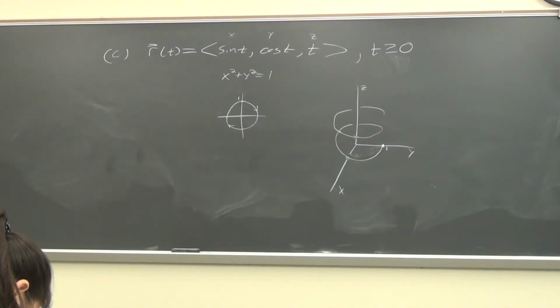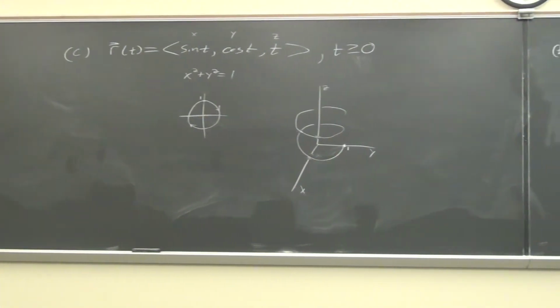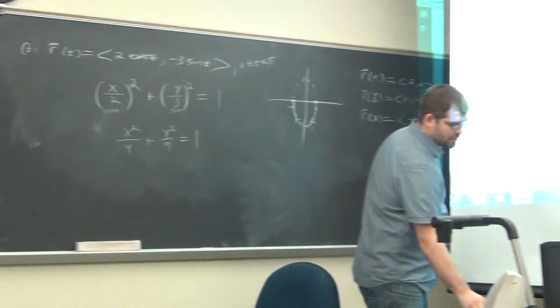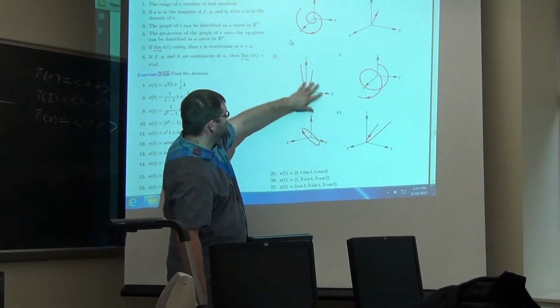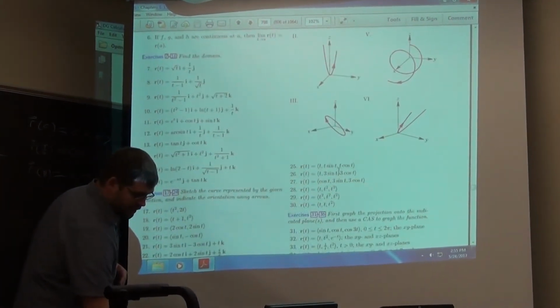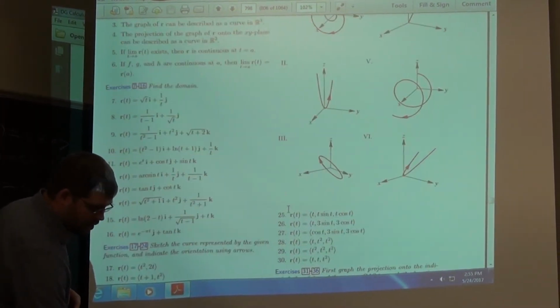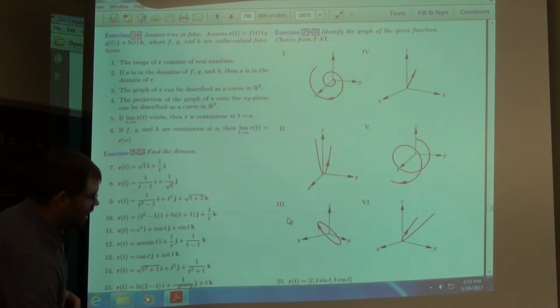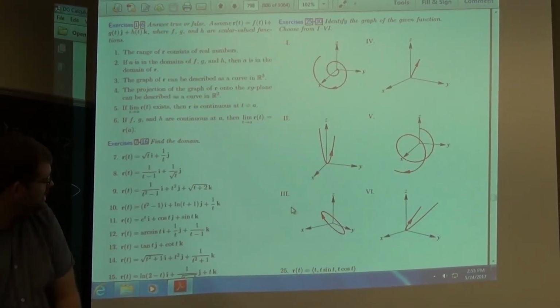Okay, so let's do this next. Rather than try to draw a bunch here, I just want us to try to match these functions up. So this is 1 through 6, and I want to match them up with the vector valued functions given down here, 25 through 30. It's hard to see them all at once.